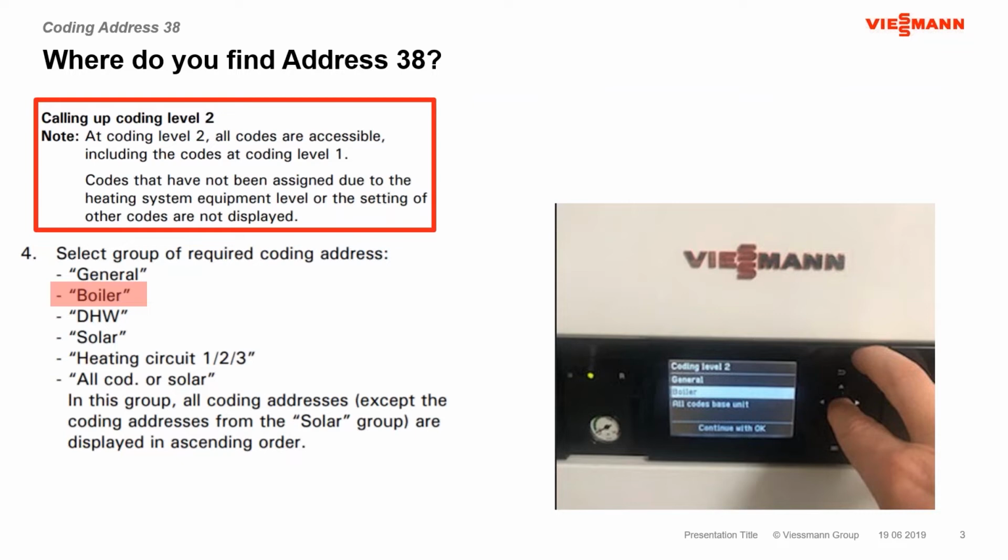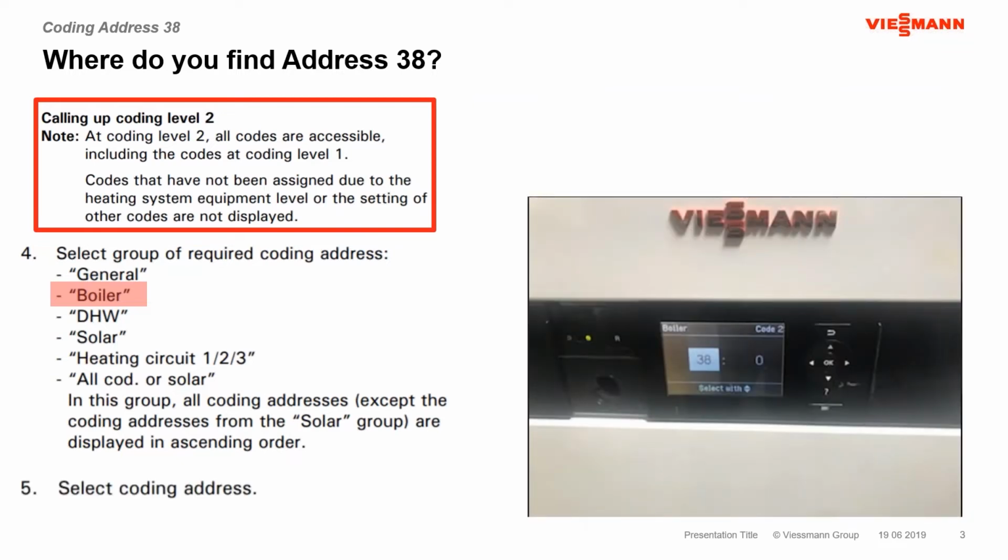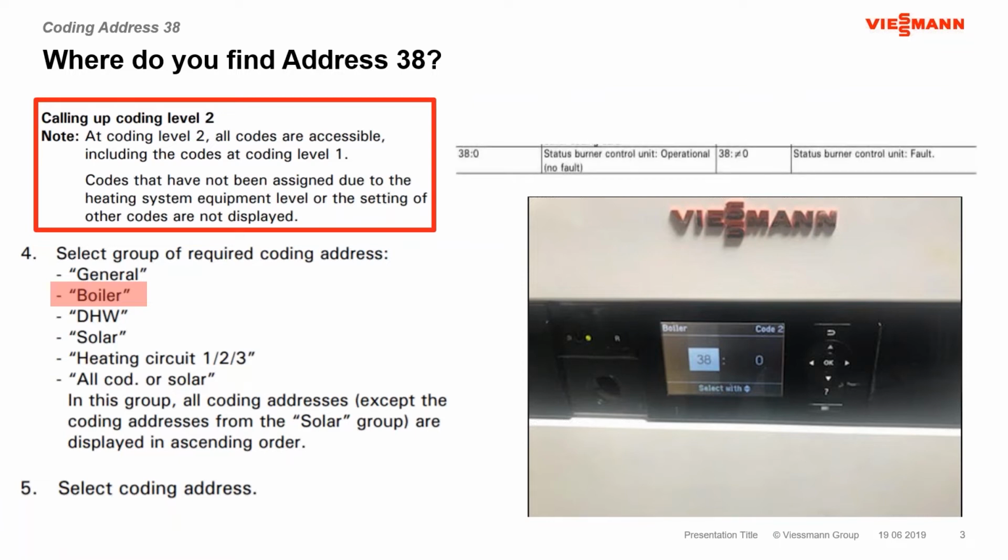For address 38, we need to get into boiler, so we need to scroll down to boiler. That will be available to you regardless of whether it's a multiple boiler system or a standalone boiler system. And using the arrow keys, you're going to navigate to address 38 in coding level 2 in the boiler group of our coding.